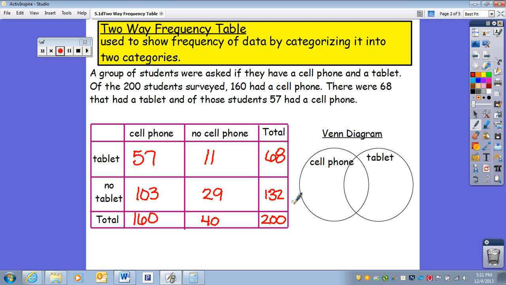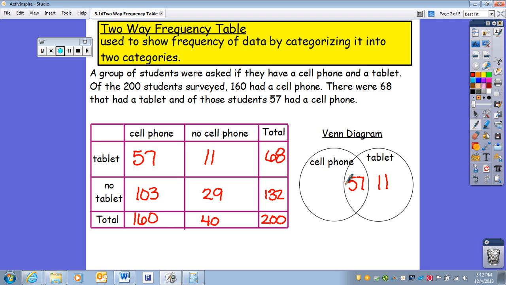We can also show this in a Venn diagram. We can show that there were 200 students surveyed. 160 of them had a cell phone. There were 68 that had a tablet. And of those that had a tablet, 57 also had a cell phone. That means there were 57 students in all that both had a cell phone and a tablet. Now there were 68 that had a tablet, but 57 of those had a cell phone, so there would be 11 students left that had only a tablet.